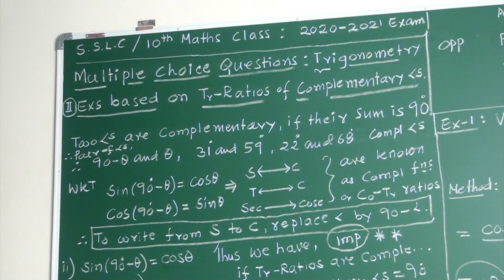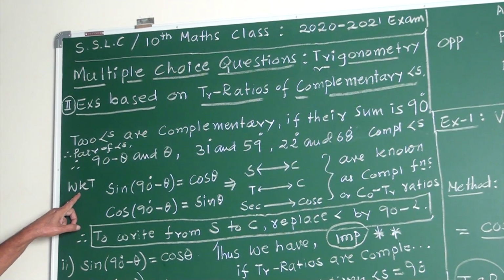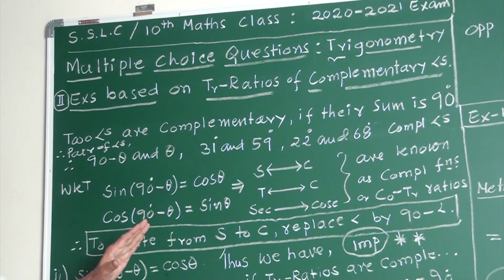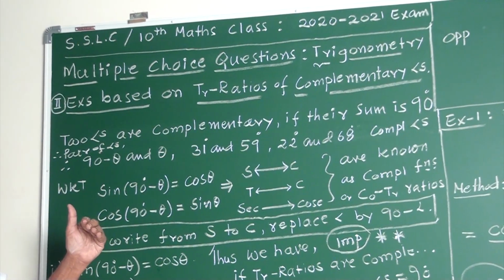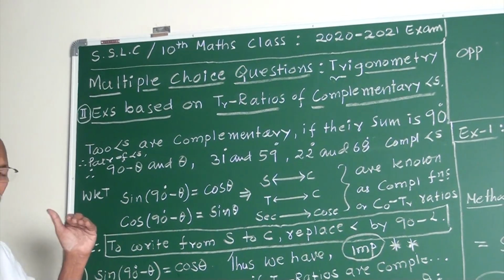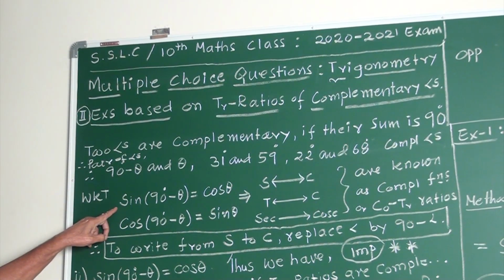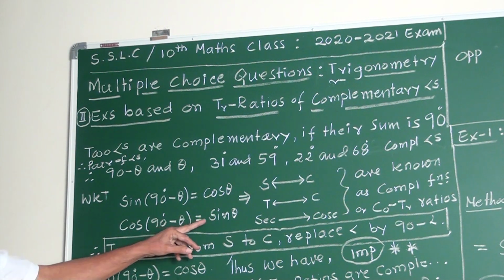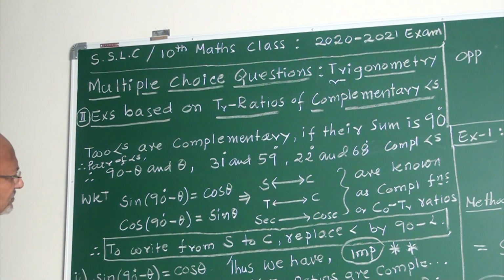While doing the theory part, we have shown this already in detail in earlier videos. Please refer to my trigonometry videos, which are available on YouTube. Sin of 90 minus theta is cos theta. Cos of 90 minus theta is sin theta.